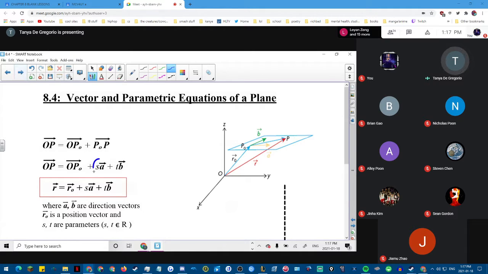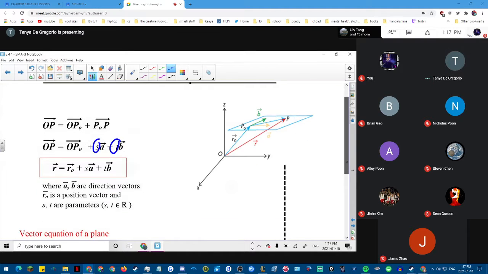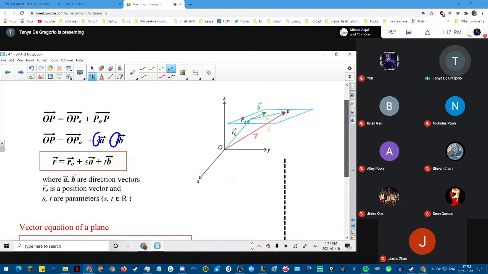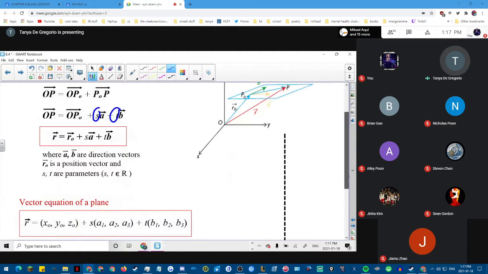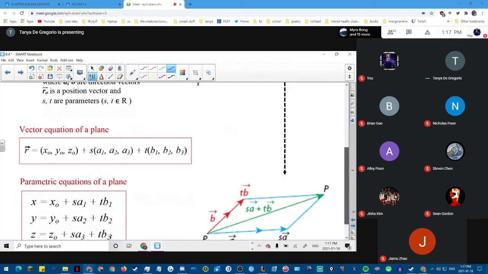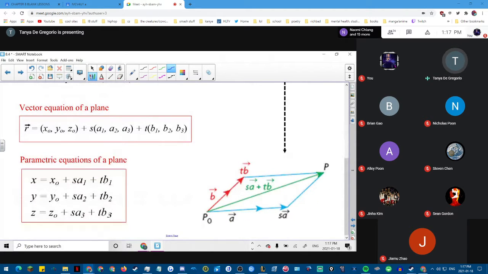So that's just a scalar. And here's another scalar times B. And this is how we define a plane. Okay, so A and B are direction vectors, R naught is a position vector. Okay, S and T we call parameters. So a vector equation of a plane looks like this. You're going to have a position vector, and then you're going to have two direction vectors. And notice we're using two different parameters because we have different scalar multiples, right? They don't necessarily have to be the same. We know that S and T can be different.